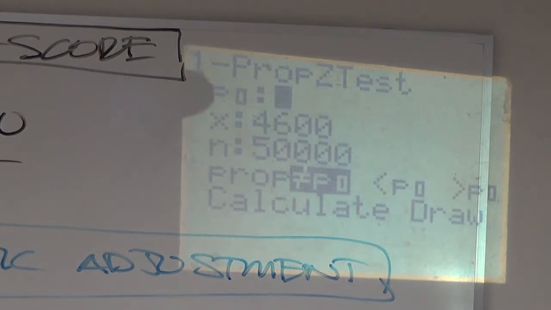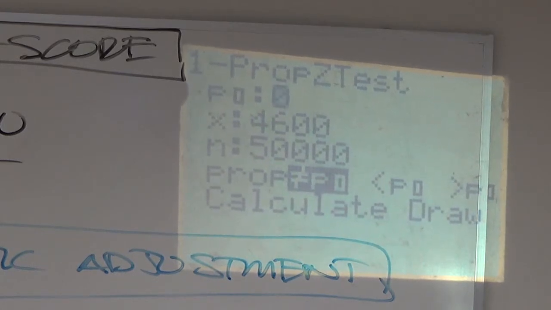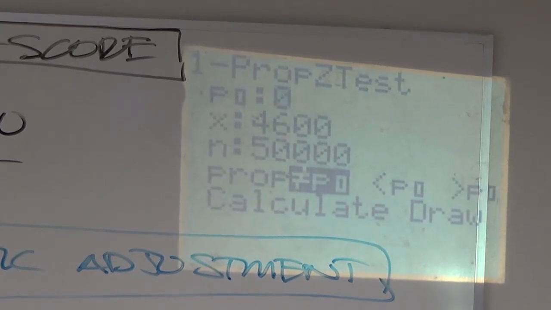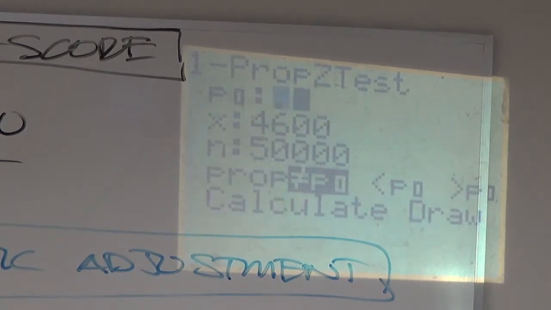P0, this guy right here, is the null hypothesis of 12%. To answer your question again, it's 0.12. The TI will get upset if you put in 12. It wants 0.12 for this. It can't deal with 12. It thinks it's 120%, or actually 1200%. So 0.12 is your null.